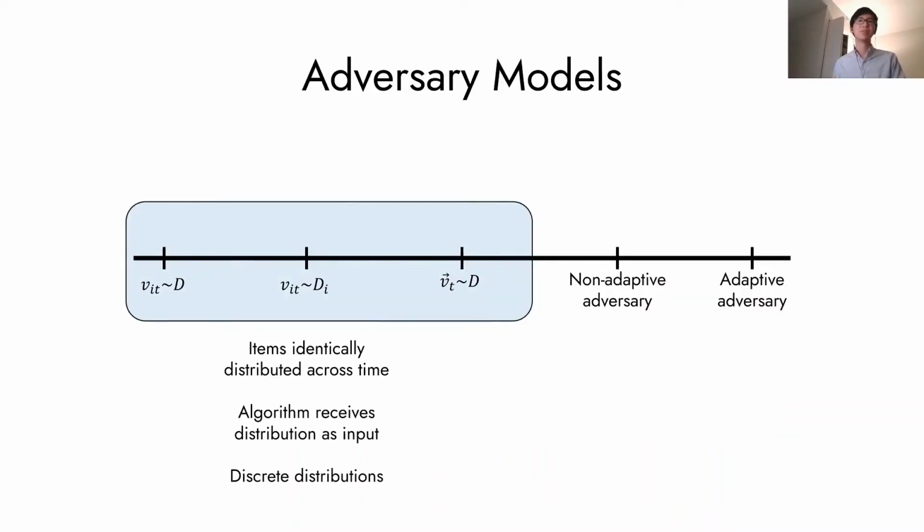Next, we have our distributional adversaries. In this setting, item values are sampled from a distribution, but the distribution is also independent of time. We assume that the algorithm receives the distribution as input and uses it to guide its decisions. And by distributions, we refer to discrete distributions.